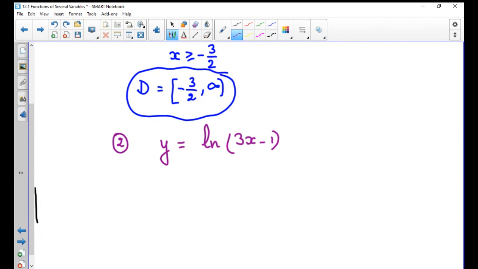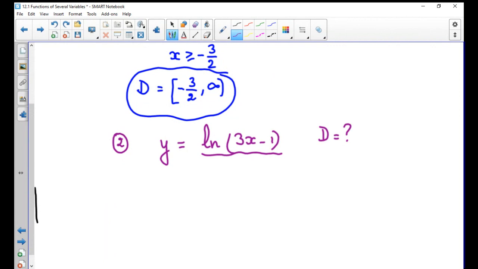Another example is, suppose I give you the following function, ln of 3x minus 1. What is the domain of this function? I want the domain, D. You know the function ln, yes? Logarithmic, natural logarithmic function. Now, when does this exist? Yes, basically, take your calculator and try to find ln of minus 1, for example. Try and see what happens. Can you find ln of minus 1?